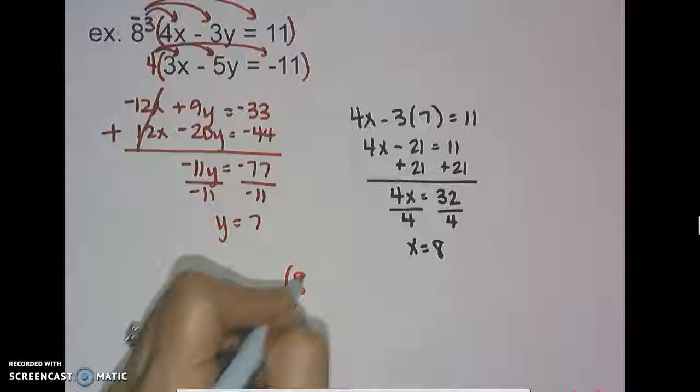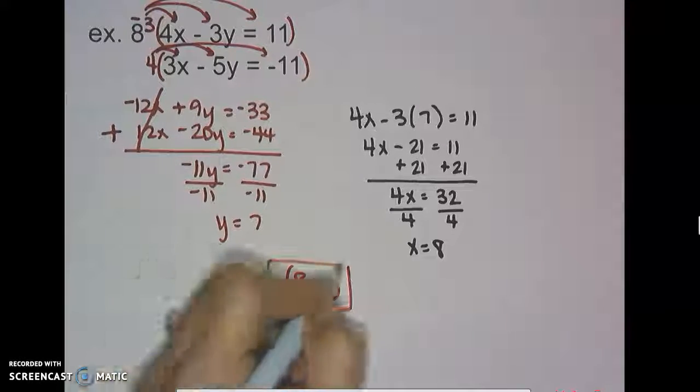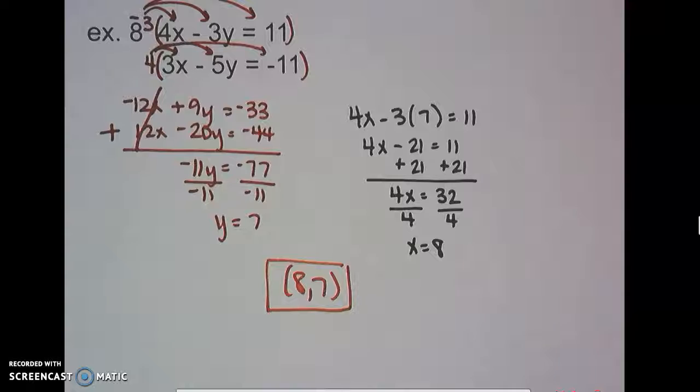That means that our final answer would be the point (8, 7). Okay, so make sure you're going to have the same coefficient, one positive and one negative, with either the x's or the y's, so that they are going to eliminate before you move forward with this process.